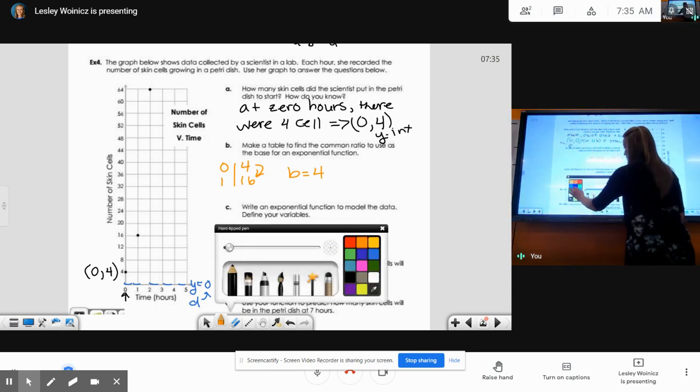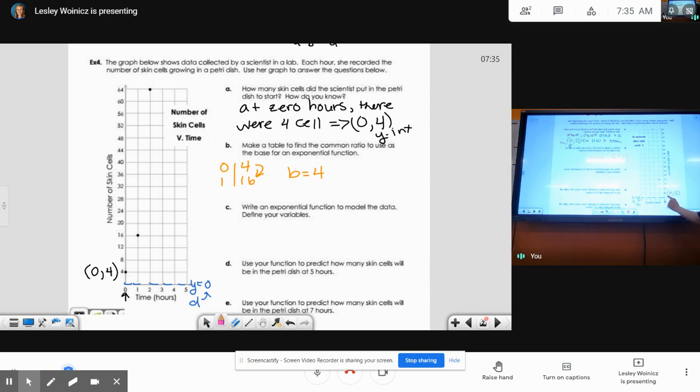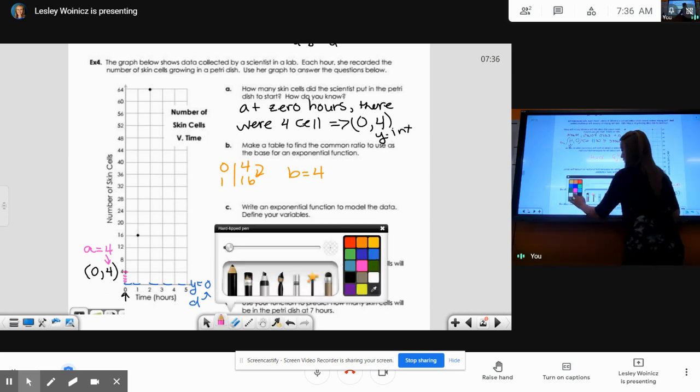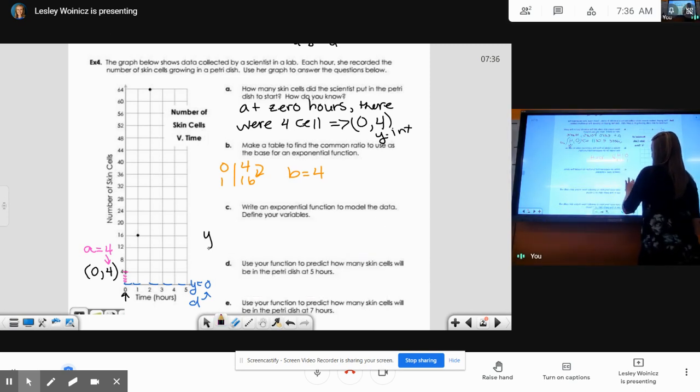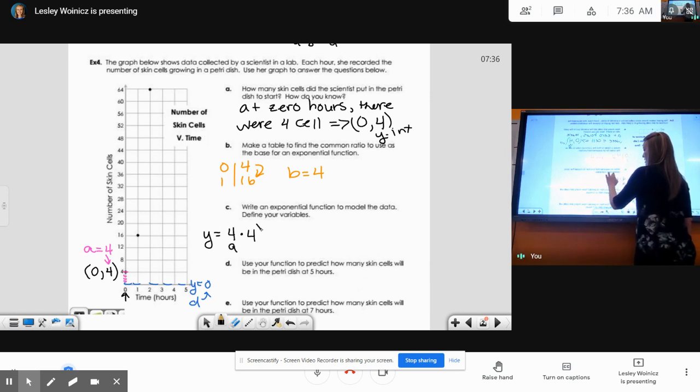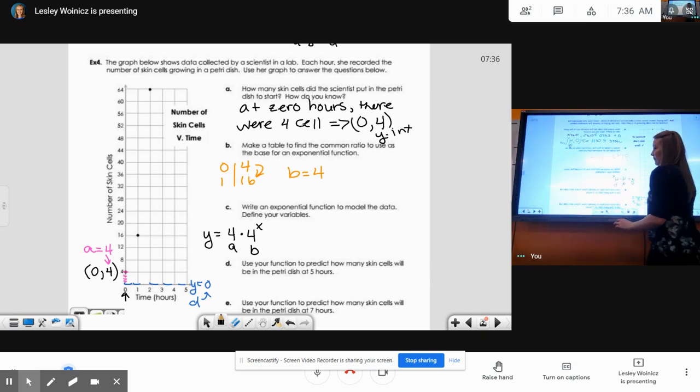Okay, now I have to find my a value. So I look down here at my horizontal asymptote, and my y-intercept is 1, 2, 3, 4 units away from my asymptote. So that means that a is 4. You can see it right there in my y-intercept. Okay, so now I'm going to write my equation. Y equals 4, that's my a, times 4 to the x, that's my b to the x. You can put the plus 0 on there or not. It doesn't hurt at this point in your life.